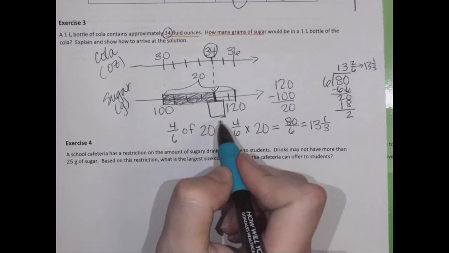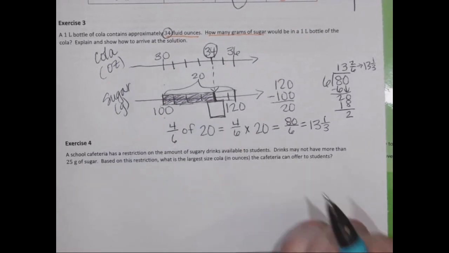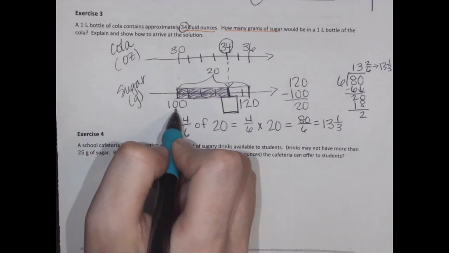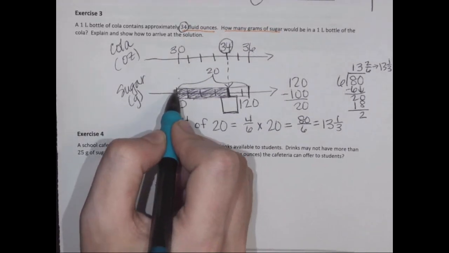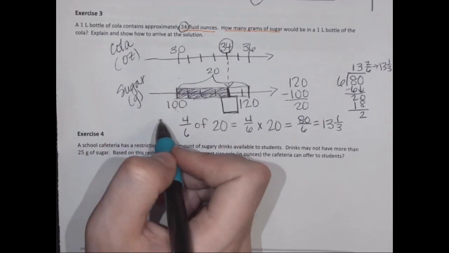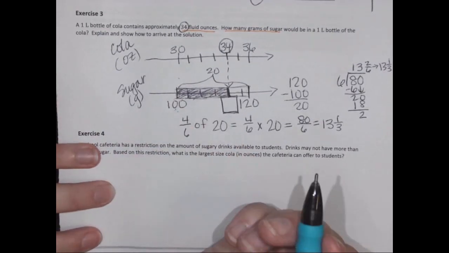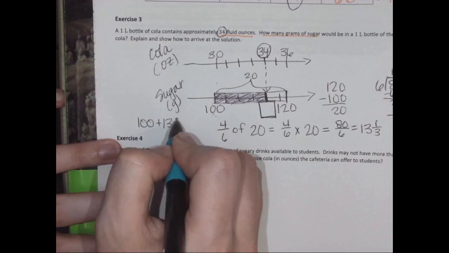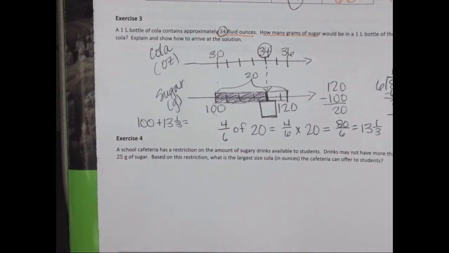So do I write 13 1/3 in the box? No. Why not? Because it's a fraction. So, I can't write a fraction on a number line? Yes. Because we did not start with 0, we started at 100. So we're adding 13 1/3, not to 0, but to 100. 100 plus this part, 13 1/3, is what, Coral?